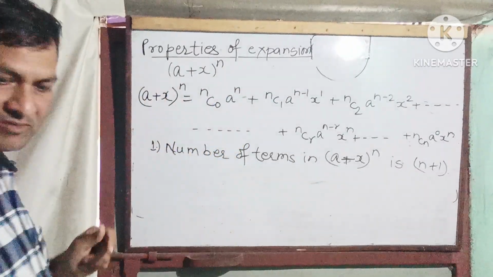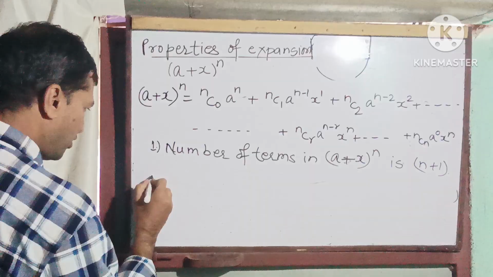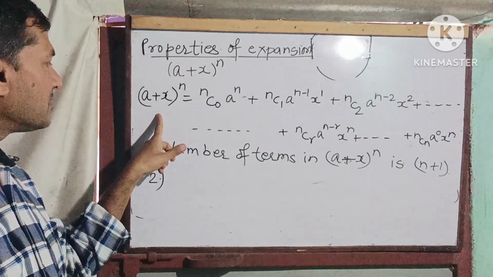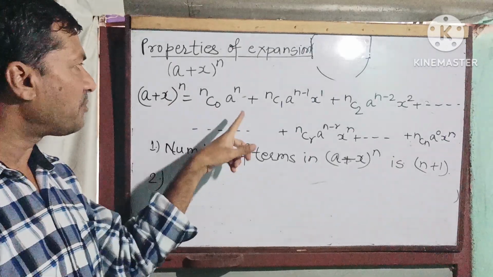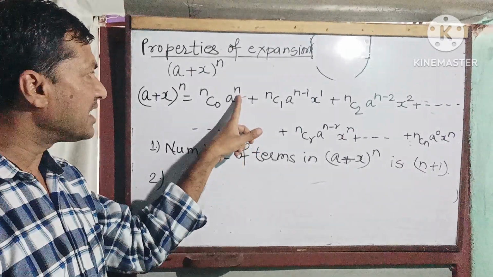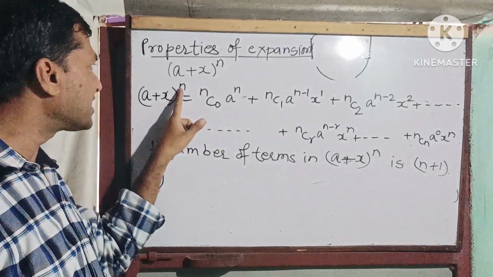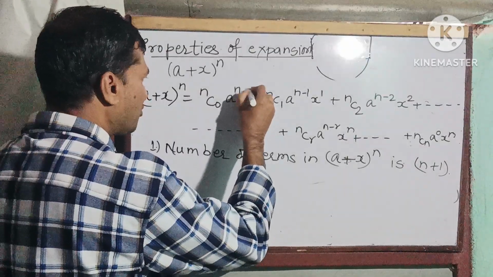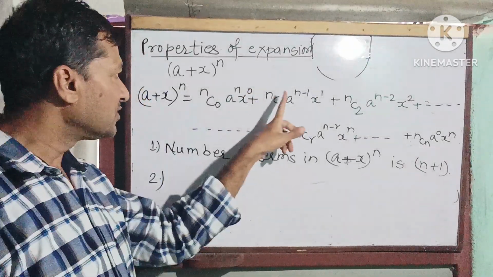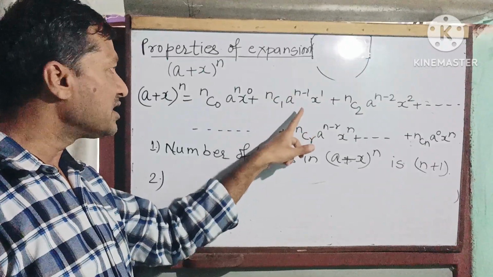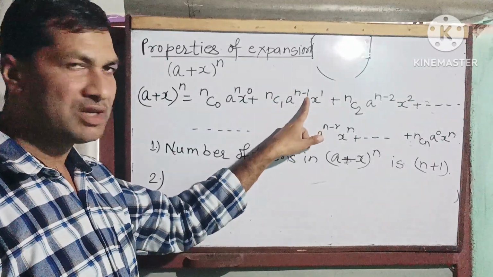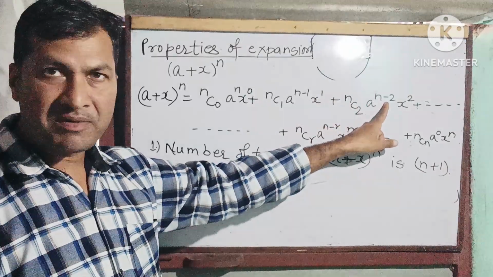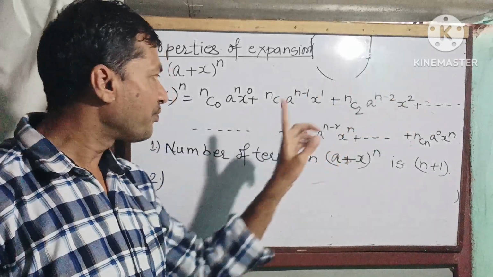Second property. Observe over here: in (a plus x), the first term is a, second term is x. Look at the power. In the first term the power of a is n, so the total index is n, and we can write x to the power 0 also. In the second term the power of a is n minus 1 and the power of x is 1. Then a to the power n minus 2, x to the power 2.